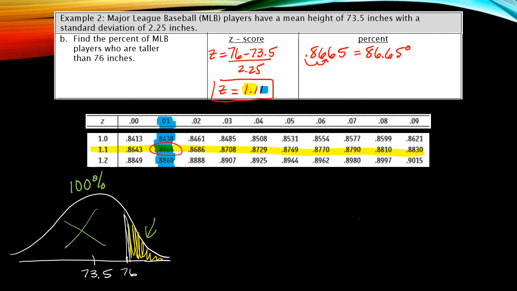But remember that this is not our answer. This is telling me the percentage of players who are shorter than 76 inches. So to find the percent of players who are taller than 76 inches, I'm going to do 100% minus 86.65%. And that's going to give me this yellow section that I have highlighted down at the bottom. So if you do 100 minus 86.65, it gives me 13.35%. So that means that 13.35% of Major League Baseball players are taller than 76 inches.